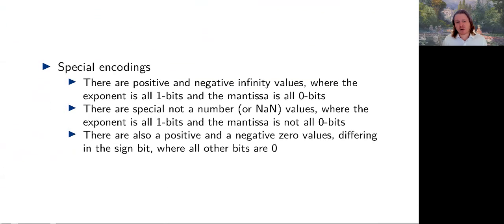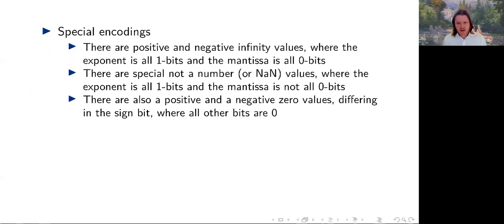So there are some special encodings. You might see these as you're troubleshooting your applications when you have floating point values presenting in them. There are both positive and negative infinity values where the exponent is all 1 bits and the mantissa is all 0 bits. There are special not a number values where the exponent is all 1 bits and the mantissa is not all 0 bits. And there are also positive and negative 0 values differing in the sign bit where all the other bits are 0.